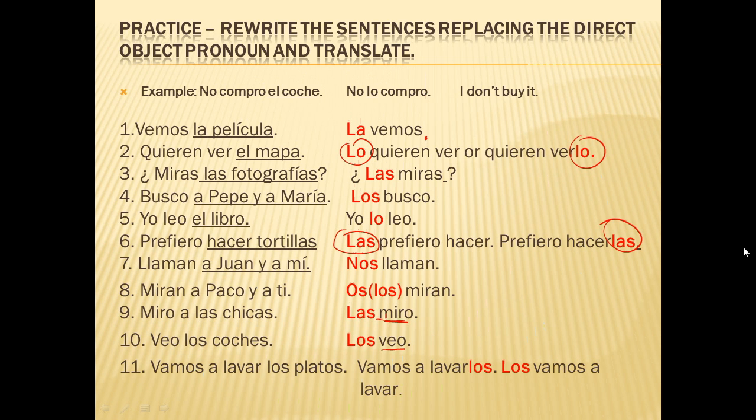Number 11, let's wash them. We're talking about the plates, so we'll go in front. So, did your pronouns agree with what it was that you're talking about? Here we have the direct objects. I didn't underline them at the end to see if you knew what they were. And did you change them correctly? And did you put them in front? Please write down any questions that you have, and we will go over them tomorrow in class. Enjoy the rest of your evening.